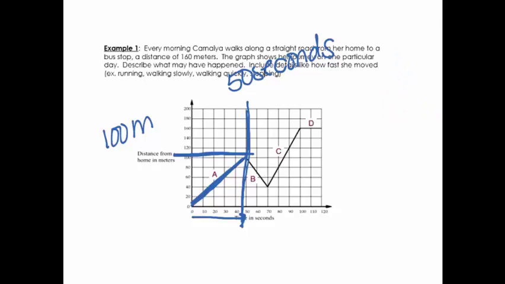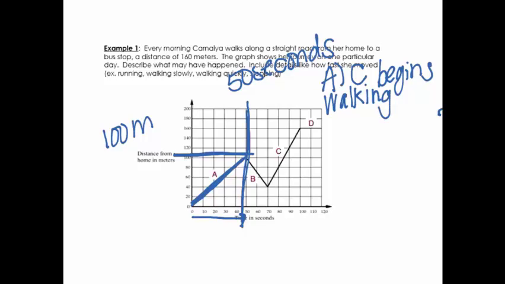So what do you think she's doing here? Like, to me, this line looks pretty steady. Like, 50 seconds for 100 meters isn't that long. So I'm going to say that for part A, it's probably safe to say, I'm going to put C here because I have a small space, but write out her name. So C begins walking. Now we're making up a story here, so you can decide where she's walking. I'm going to say she's walking to the bus stop.